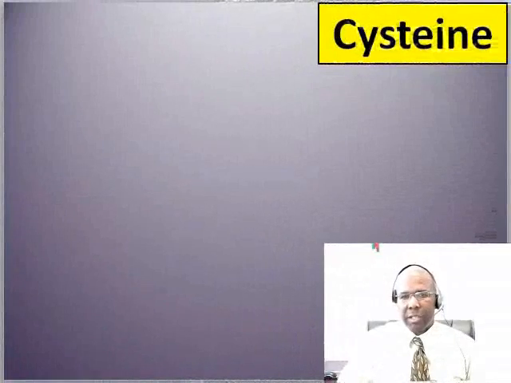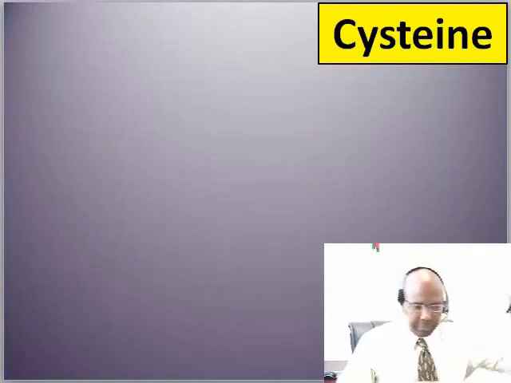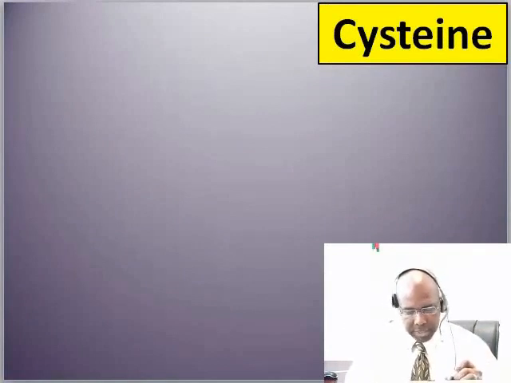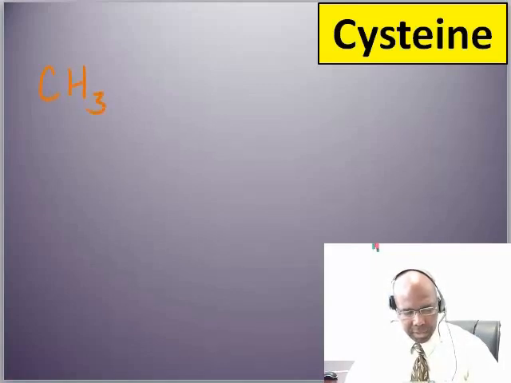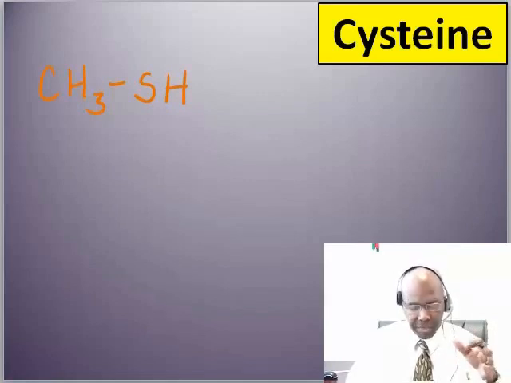The next amino acid is going to be cysteine. Now let's start with the parent compound. I'm going to draw its structure first. CH3 SH. Now if that were CH3OH, it would be methanol.